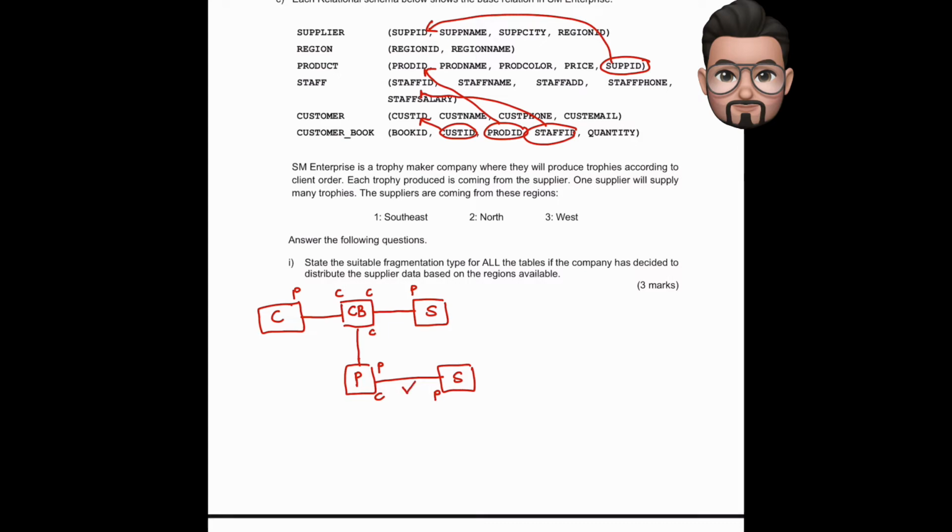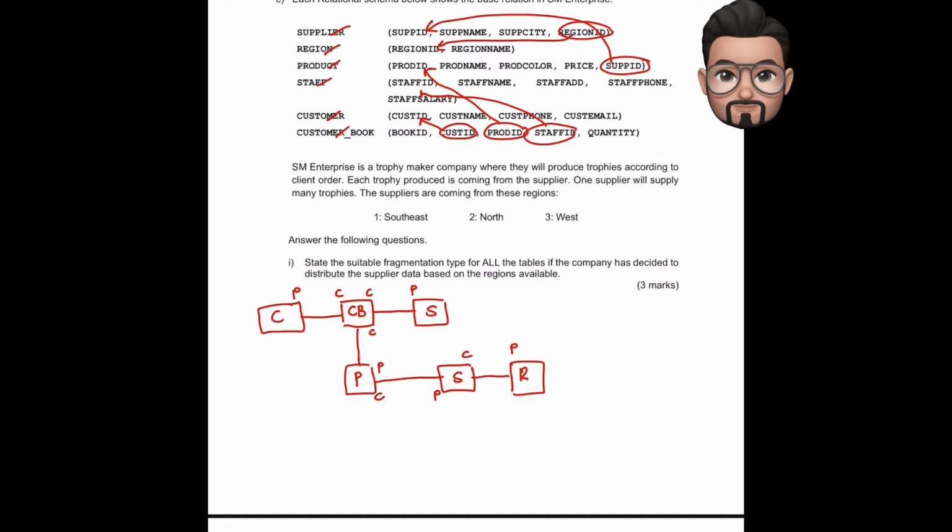For this relationship, product is a child. For this relationship, product is the parent. So what else do we have? Inside supplier, we have region ID, which is coming from region. So supplier has region. Region is the parent, supplier is the child. So if you take a look, all the tables, 1, 2, 3, 4, 5, 6, we have all the 6 tables in our draft of the ERD.